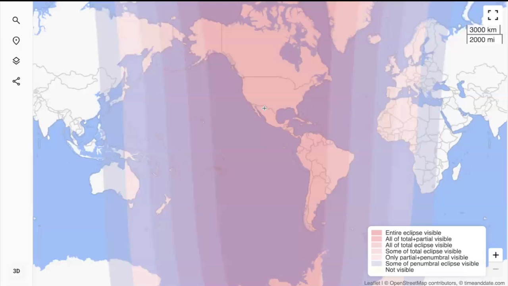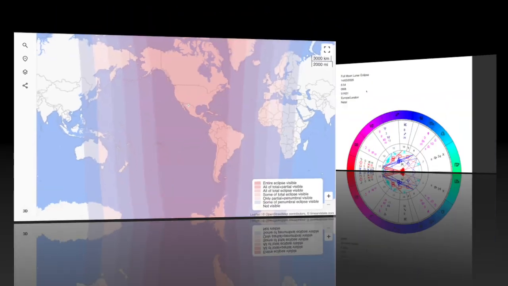Right, so I've given you the time of the eclipses. So I've kind of explained what the eclipse is about. All right, so now let's get into the full moon chart wheel.